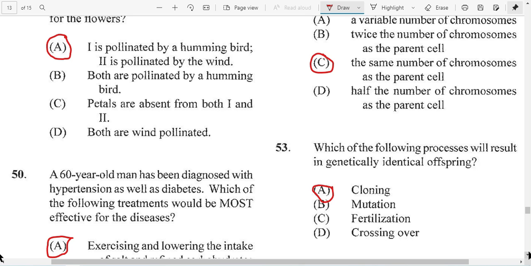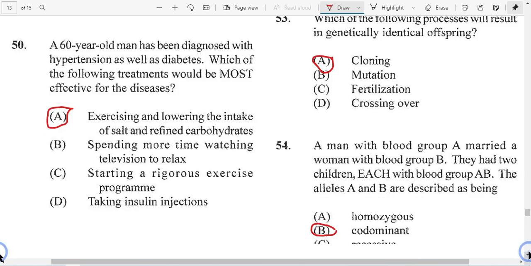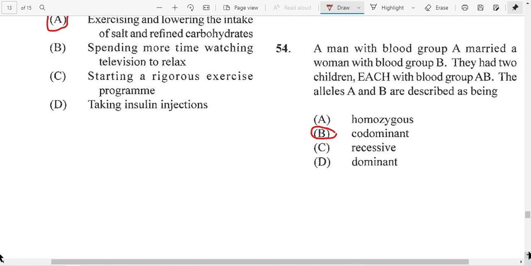And we move on down to question 54. A man with blood group A married a woman with blood group B. They had two children, each with blood group AB. The alleles A and B are described as being codominant. All the others are way out. The alleles here are codominant. They tend to express themselves pretty much at the same time.